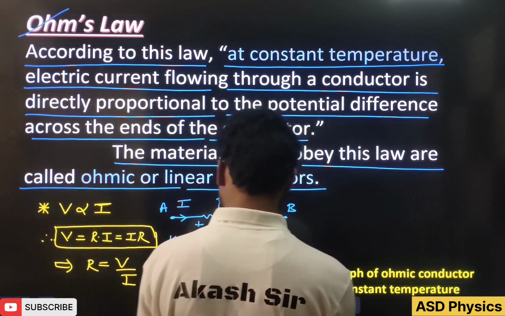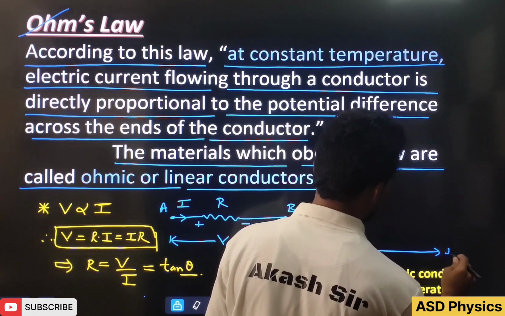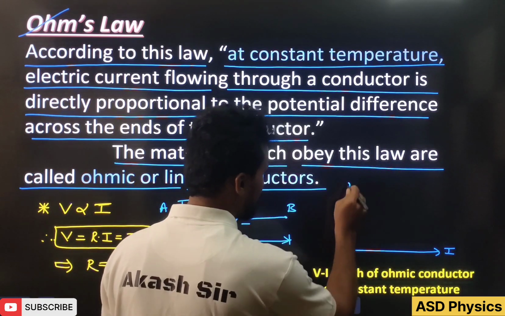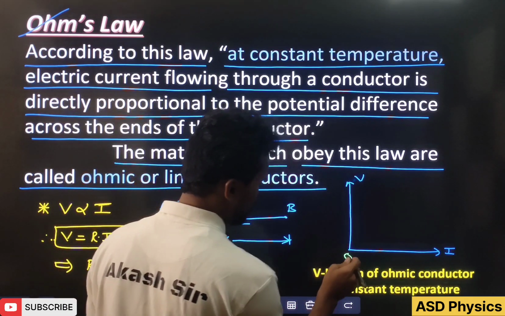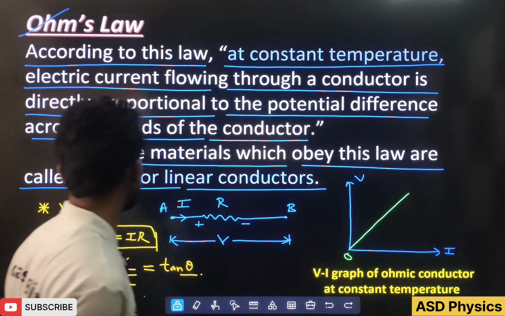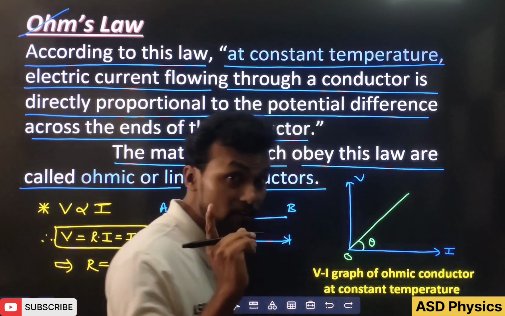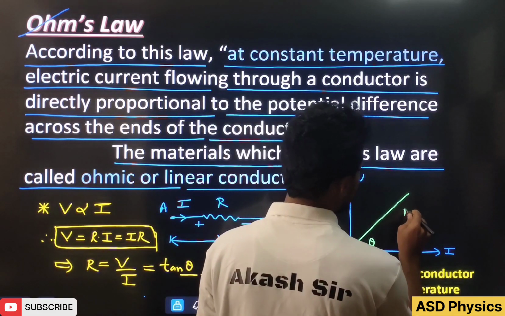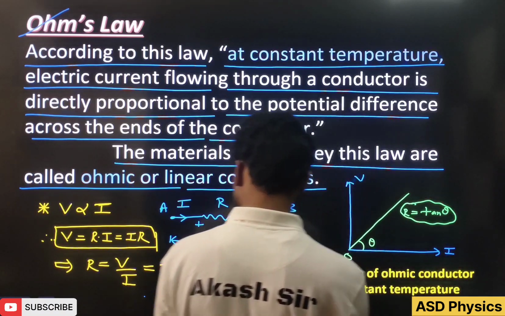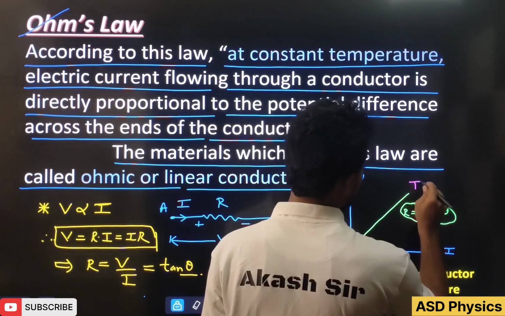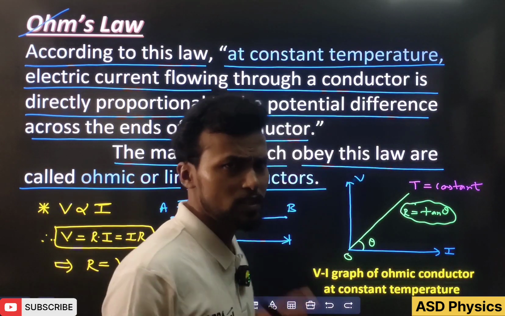Remember that very well. Now after that, students, I have taken the current on this side, and the voltage on this side. The ohmic conductors will follow a straight line graph, linear. That's why they are called ohmic or linear conductors. Let's take for example, this angle is theta with the current axis. So in this situation we can write R equal to tan theta. Here the temperature is constant. Very very important: when the temperature is constant, it will follow the linear graph.